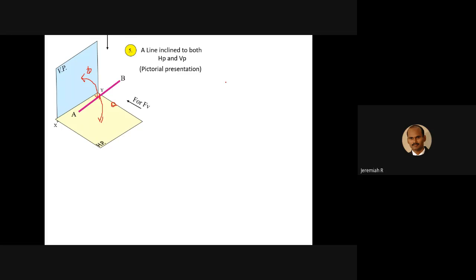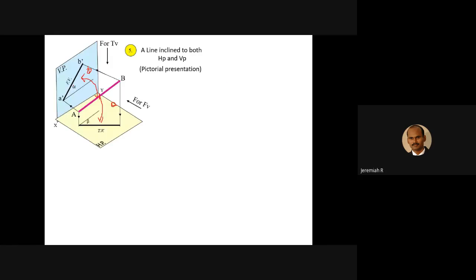So this is a front view. This is a top view. In the front view you will get a reduced length of line, but it is somewhat inclined. In the top view also you will get a reduced length of line. So we have to use another two notations, alpha and beta.